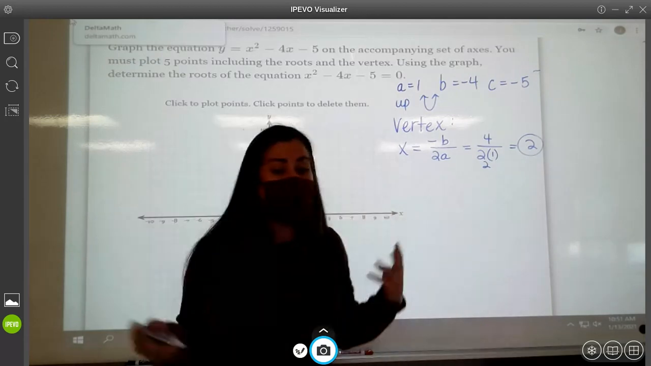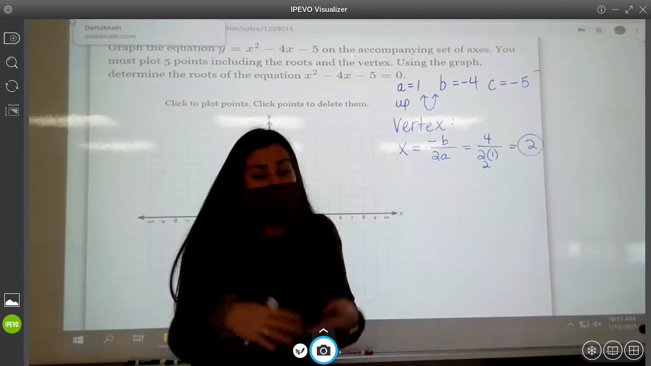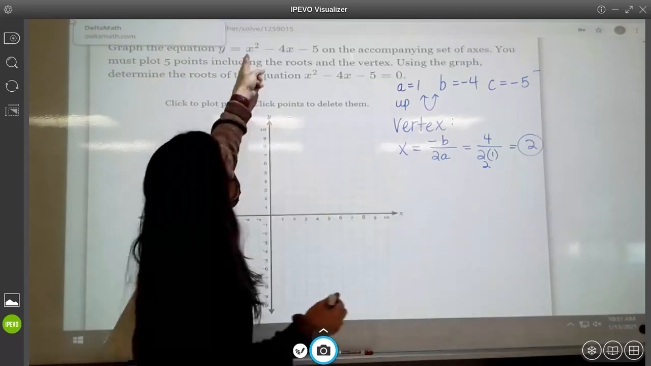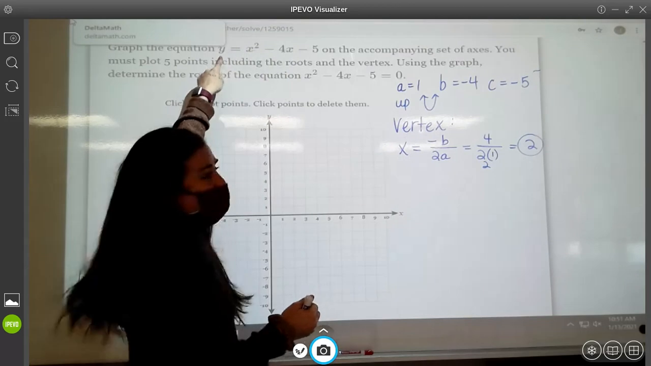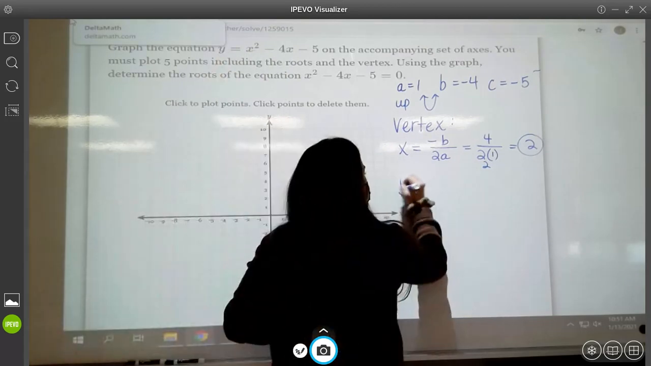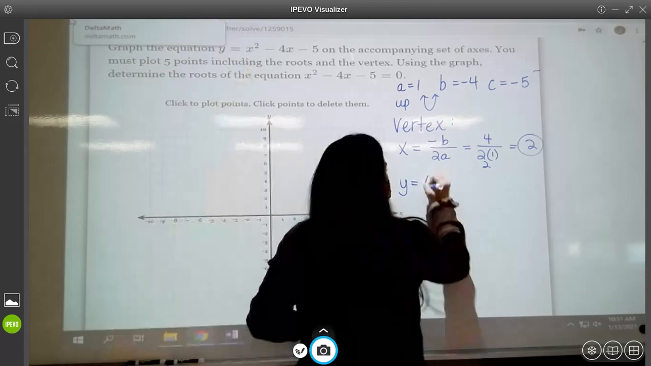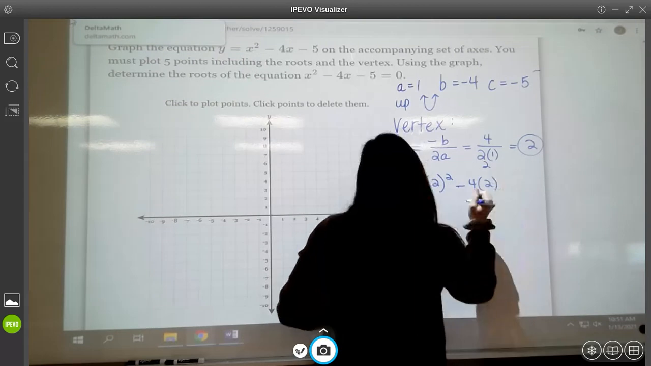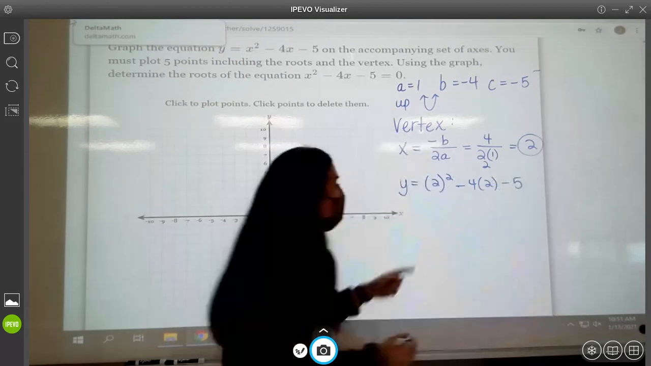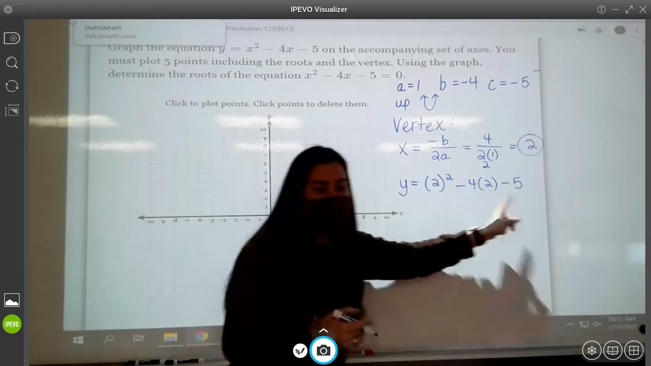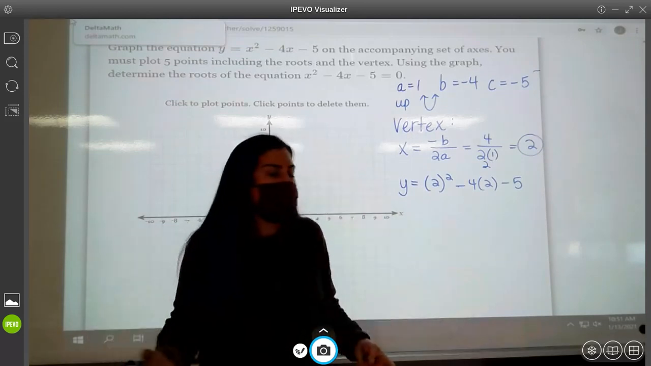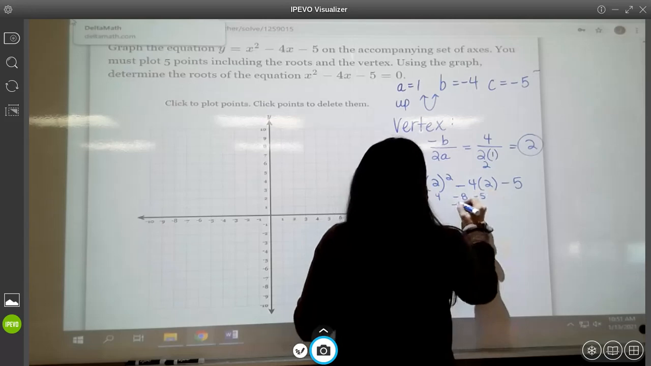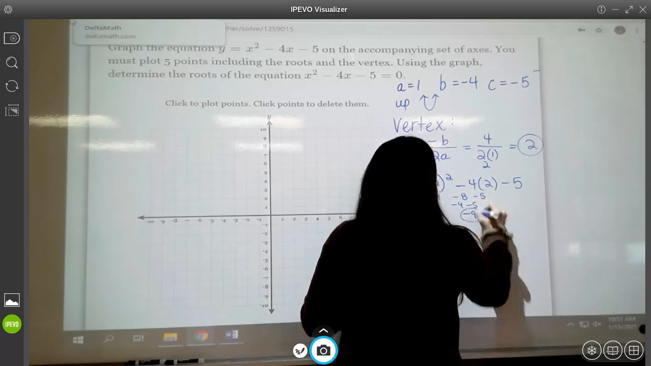Okay. Now, I wish there was a magic formula for the y-coordinate too, but there isn't. To get the y-coordinate, you have to take your x-coordinate, plug it in for x, and then see what y equals. So y will equal 2 squared, minus 4 times 2, and then minus 5. I would plug that just the way I wrote it into your calculator and hit enter. It does the entire thing for you. Otherwise, it's going to be what? 4 minus 8 minus 5. You're going to get -9.